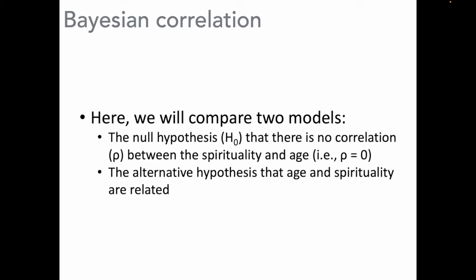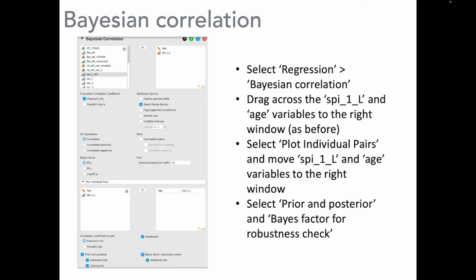So, for the Bayesian approach, we're going to be comparing two models. The null hypothesis model, that there's no correlation, as in the correlation is 0, and the alternative hypothesis that there is actually a correlation between these two measures. The input screen looks fairly similar to the frequentist inference. We're dragging the same variables across, but we're adding a little bit more extra information in terms of analyzing specific pairs. The reason is that this analysis is set up for large correlation matrices, whereas here we're only interested in one pair.